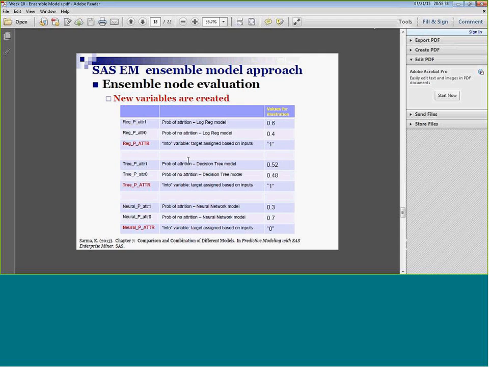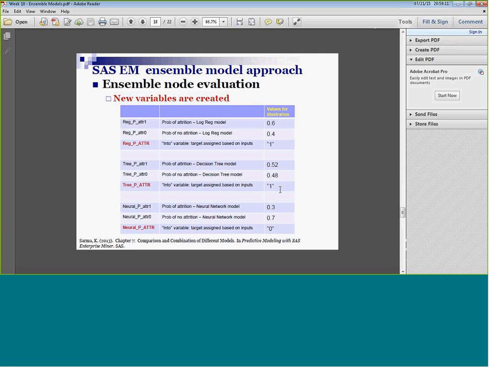Then it also looks at the decision tree model. Says, for this case, there's a 0.52 probability of attriting, 0.48 probability of not attriting. Since 0.52 is higher, we'll call that a 1, and I'm going to classify this as an attrit. And that's someone who left. It also goes back and looks at the neural network model. The neural network model says 0.3 probability of attrition, 0.7 probability of no attrition. That's much bigger. I'm going to classify it from that model as non-attriting.